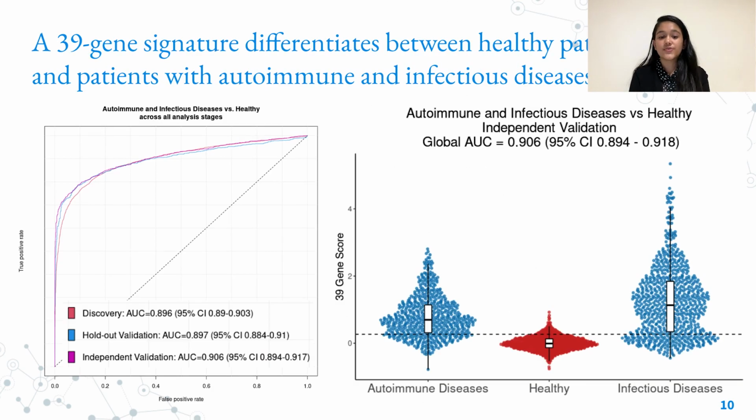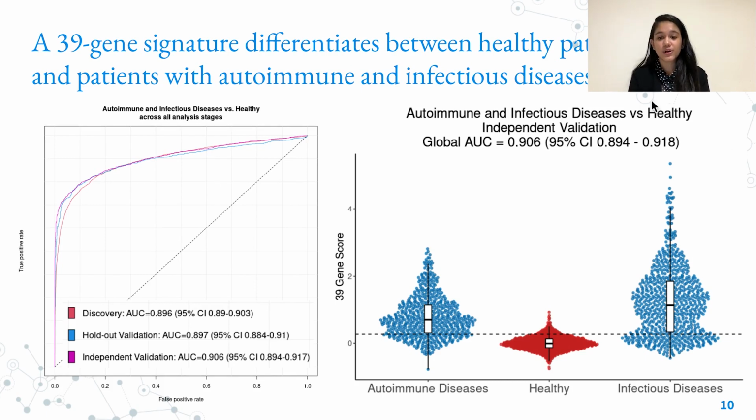The first signature we found was one to separate autoimmune and infectious diseases from healthy samples, and it has 39 genes and achieves an AUC of 0.91. An AUC is the measurement of the area under a ROC curve, and it is used as a metric for diagnostic tools. An AUC of 0.5 means the model is just randomly guessing, while an AUC of 1 means the model is perfect. An AUC of 0.7 is considered to be good, while one of over 0.8 is considered to be excellent. And for this signature, our AUC was 0.91.